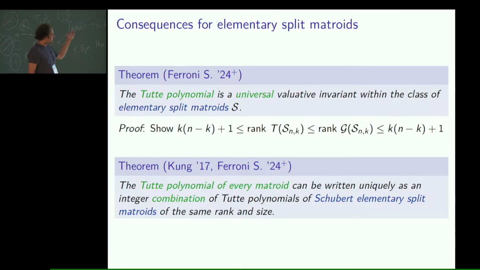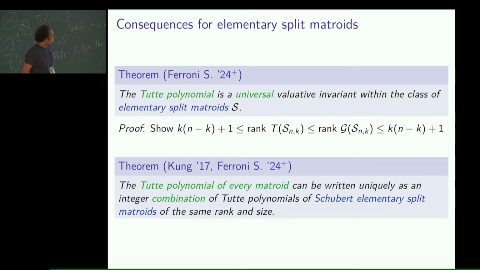So the Tutte polynomial is universal within the class of elementary split matroids. Why? I just look at the image of elementary split matroids, or their Tutte polynomials. I look at their rank. I find k times n minus k plus 1 of them, which are independent, not so hard. And I do the same for the G invariant and see that there are also k times n minus k plus 1 of them. And that gives me already this result. And if you look a little bit closer, then you will see you can express every Tutte polynomial of whatever matroid uniquely as a linear combination of those.